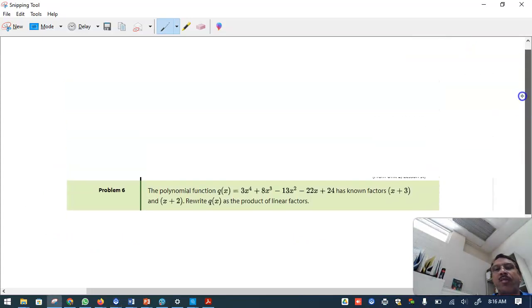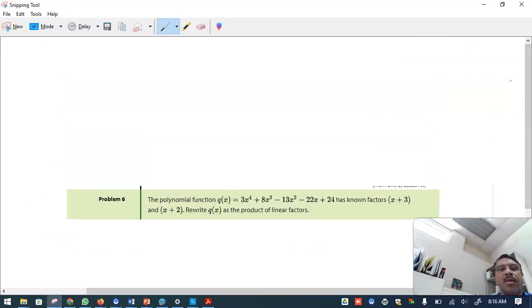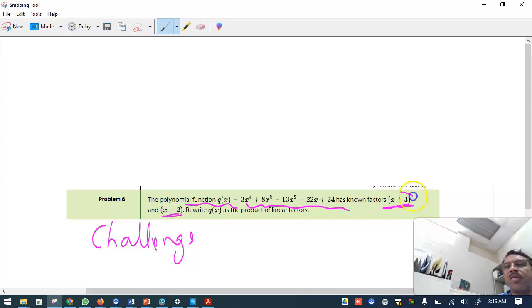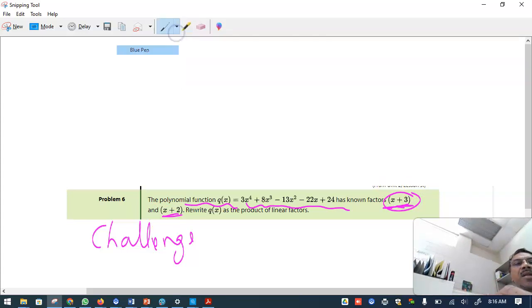In this question, there is one question that looks a little challenging. So let's see what this challenge is. A polynomial is given that has a known factor x plus 3. So this is already a factor. And there is also an x plus 2 factor. So we'll use the first one, using synthetic division, so that we can easily find the quotient.